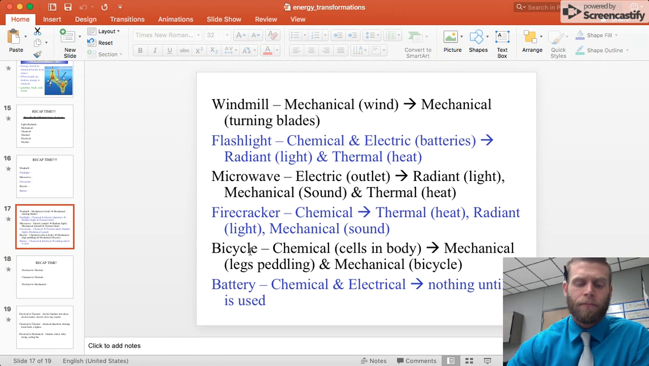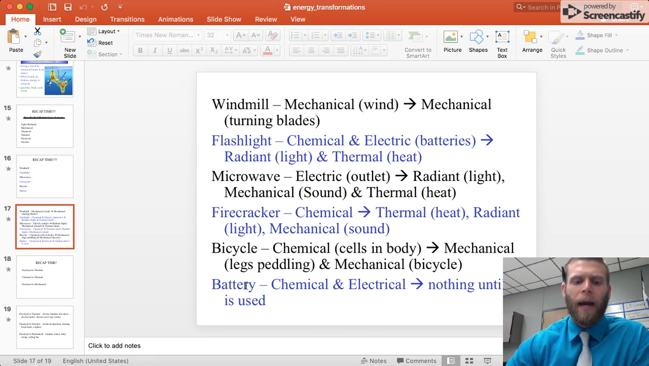A bicycle, chemical cells in your body because you have to have energy to ride the bicycle, turns into mechanical, which is your legs pedaling, and mechanical because the bike is moving. So you see how mechanical, pedaling, and bicycle moving, those are mechanical because there's movement involved.